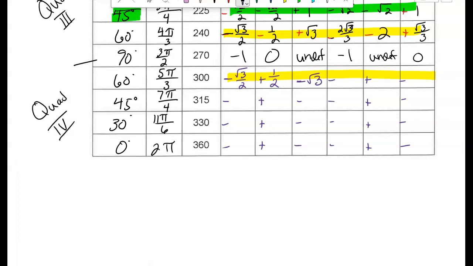And then we just do our reciprocals. So we get our negative, what do we get here on this one? 2√3/3. What do we get for our positive? 2 for secant. And what did we get for our cotangent? -√3/3.